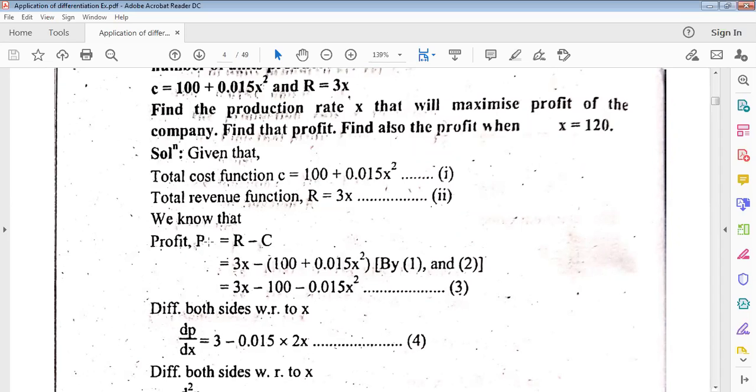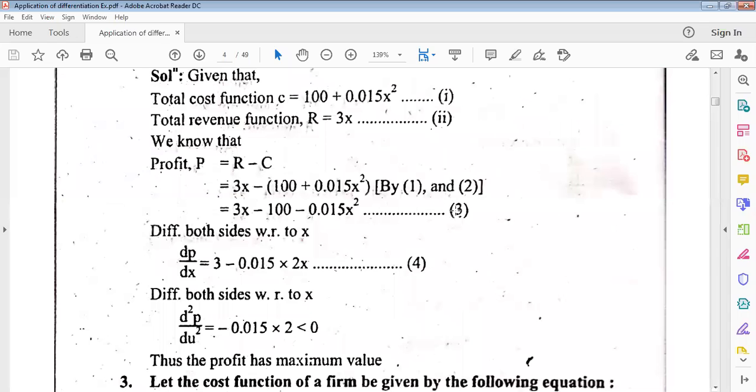Now what will be the profit? Profit equals, you must know, revenue minus cost. Revenue is 3x, cost will be given by this one. This is equation number 3. Now differentiating equation number 3, we get dP/dx, like dy/dx. Okay, P equals this one. Now taking d/dx on both sides, dP/dx equals 3.